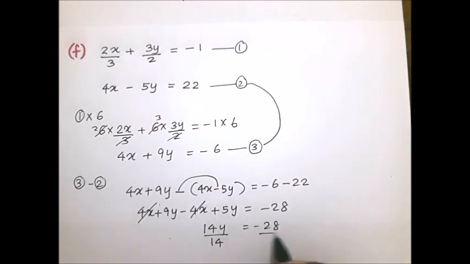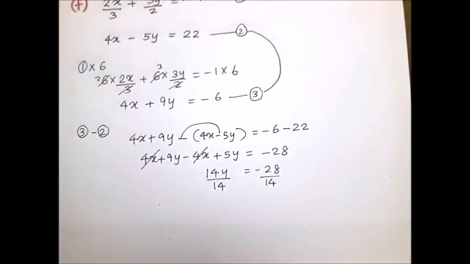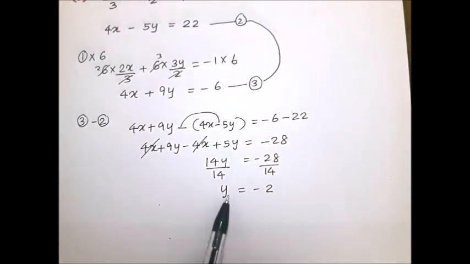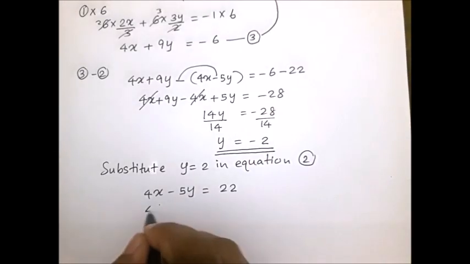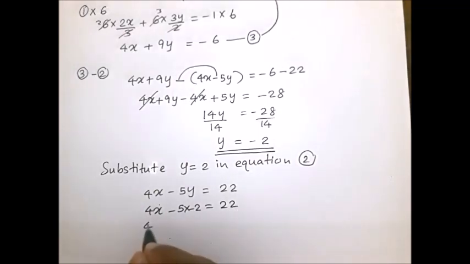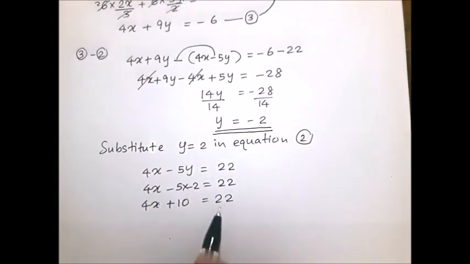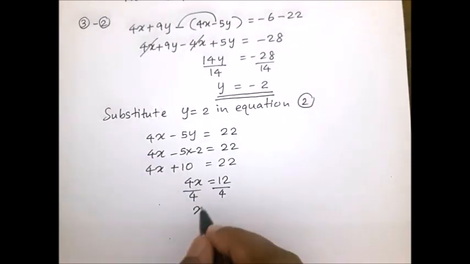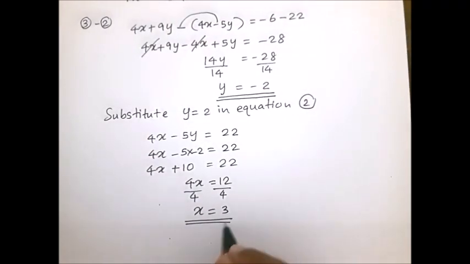Divide both sides by 14. Then y equals minus 2. Now you can substitute y equals minus 2 in equation number 2. 4x, 5 multiplied by minus 2. Here minus multiplied by minus plus 10. Now subtract 10 from right hand side. 4x equals 12. Divide both sides by 4. X equals 3. This is the answer for part F.